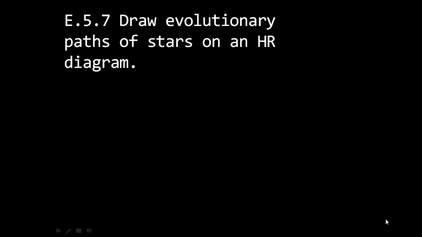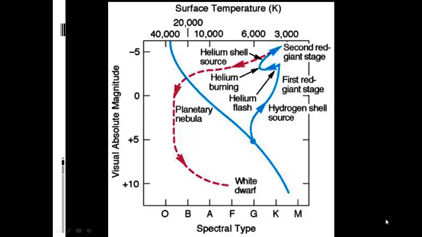For the last two parts of this section, we need to draw evolutionary paths of stars on an HR diagram and also look at pulsars or neutron stars. Here we have an HR diagram, and we'll just look at a star which is basically a G star. It has an absolute magnitude like our Sun, so it's like the Sun. It burns hydrogen for most of its lifetime on the main sequence section here.